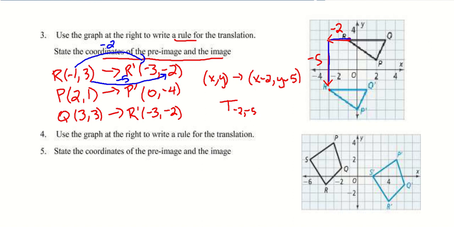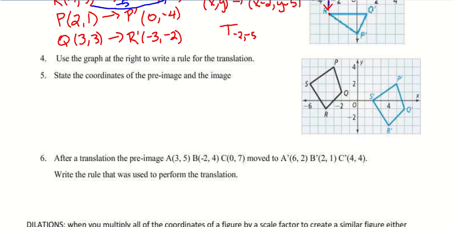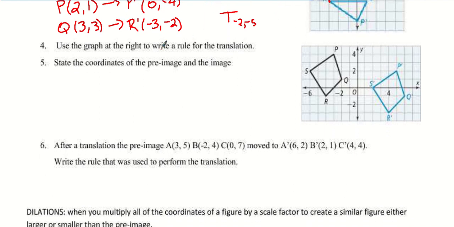So let's go ahead and have you guys do 4 and 5 here. Ready, set, go. All right. Now that you got it, let's take a look at the answers.